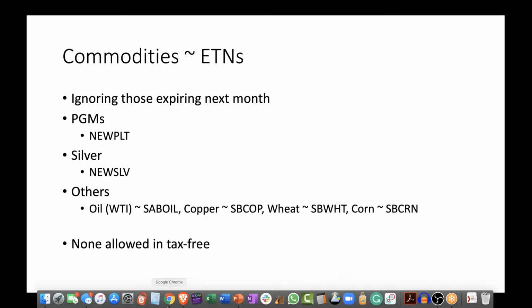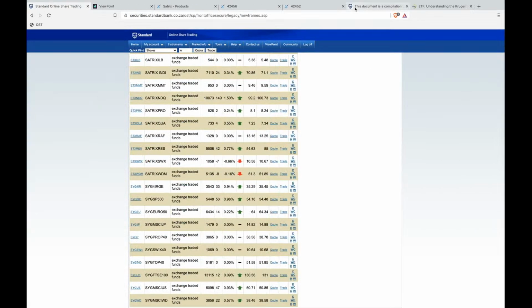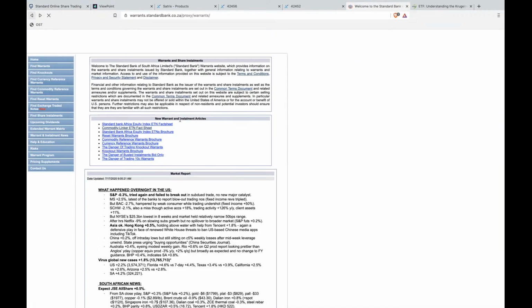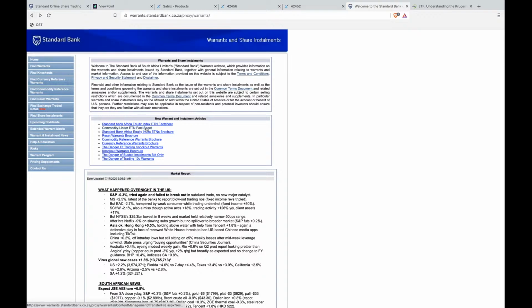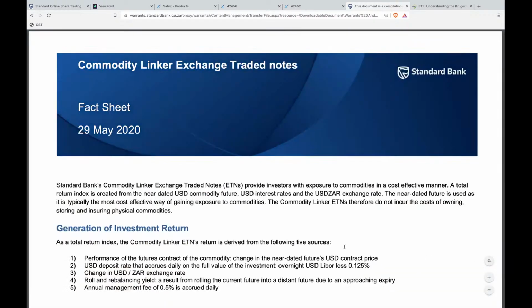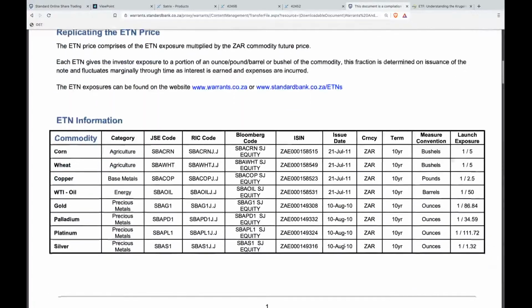But what is important with them is to make sure you understand the T's and C's. So if you go to the website warrants.co.za, you will find the document Commodity Linker ETN Fact Sheet, updated on a monthly basis. And here it is. It tells you about these different products. Now, as I said, I've ignored those four, the gold, palladium, platinum, and silver. They are expiring on the 10th of August. That happens to be a public holiday.